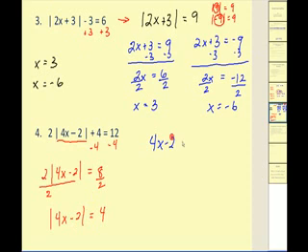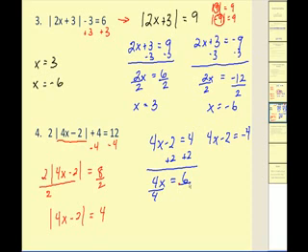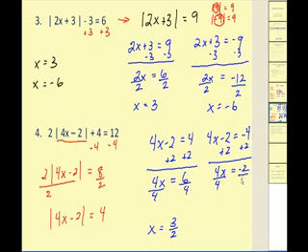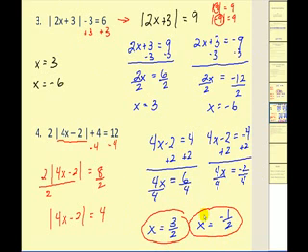The first one will be 4x minus 2 is equal to positive 4, or 4x minus 2 could equal negative 4. So here we'll add 2 to both sides. 4x equals 6, divide by 4, x equals 3 halves. Same steps, add 2 to both sides. Negative 4 plus 2 would be negative 2. Again, divide by positive 4. We have x equal to negative 1/2. As expected, we have two solutions.